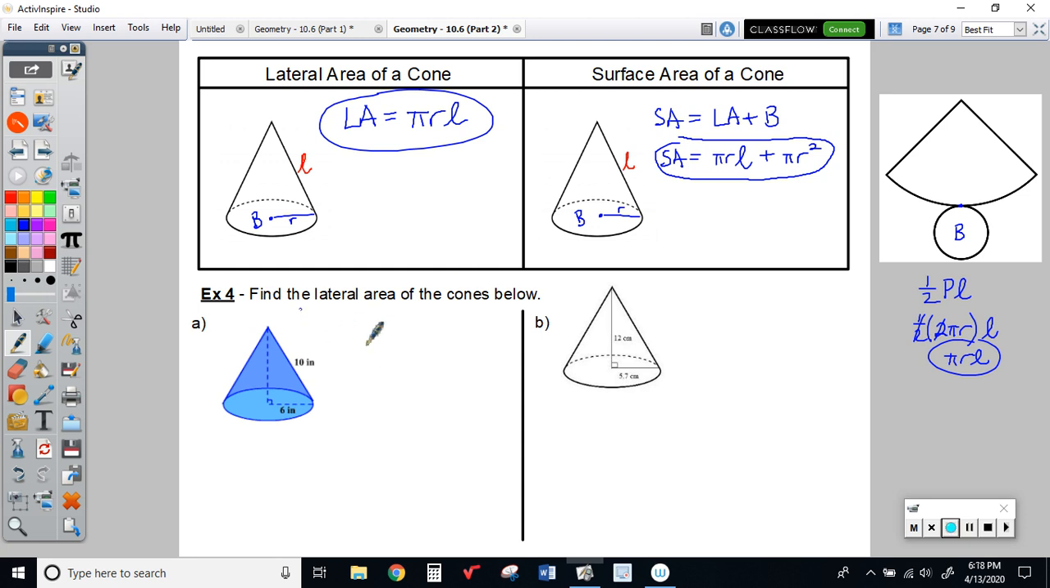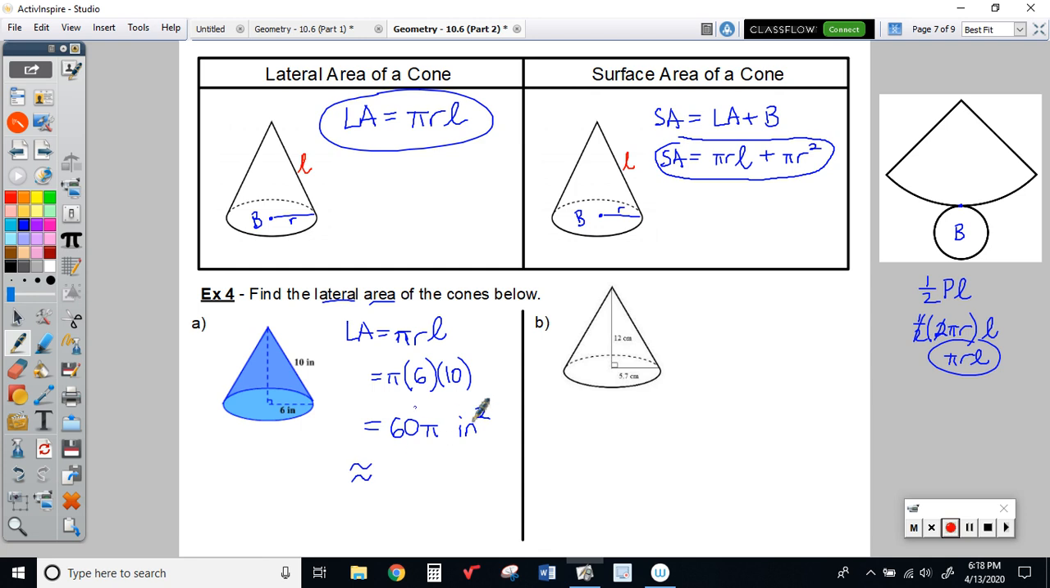So for part A of example 4, we've got lateral area only that we're calculating here. Lateral area would be pi r L. This one should be pretty straightforward. It looks like we've got pi times 6 times 10, very straightforward, very simple usage of the lateral area formula for cones. So we've got 60 pi. If we multiply that together, inches squared would be my units.